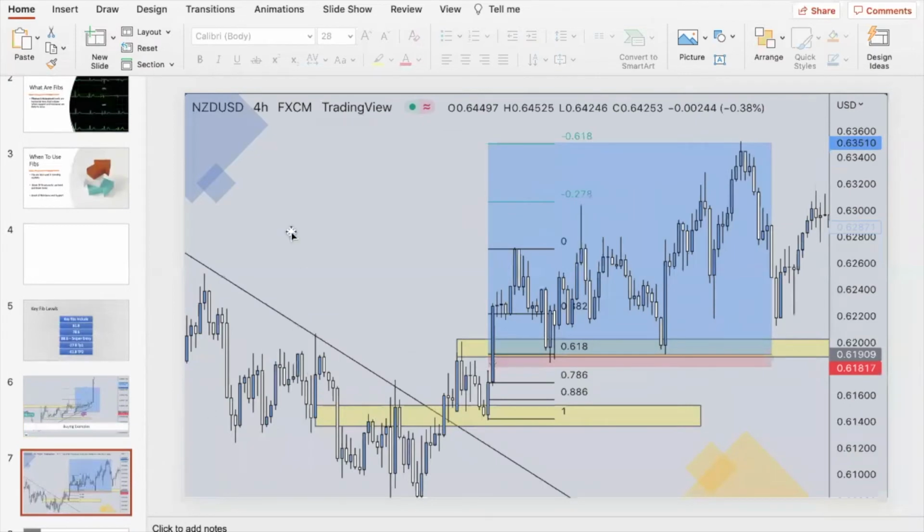Here's another example of a buying setup with fibs. So here, as you can see, we get this strong push up, right? We get this strong push up, so we could expect a pullback or a retracement to a key fib level. So that's exactly what I got here.